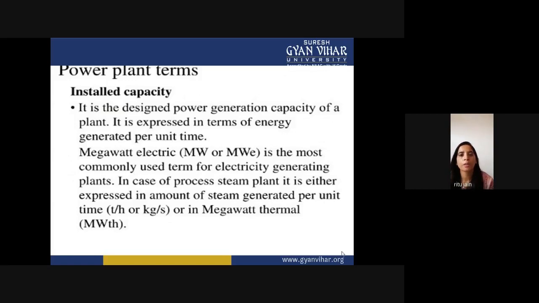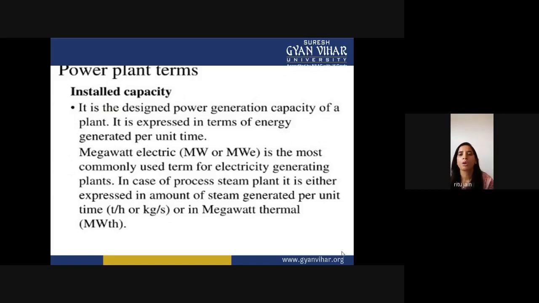So the power plant capacity depends upon a number of terms, one of which is installed capacity. It is the designed power generation capacity of a plant. It is expressed in terms of energy generated per unit time. So megawatt electric is the most commonly used term for electricity generating plants. We generally use megawatt terms because there is a large power of generation, which is in megawatt, in power plants.